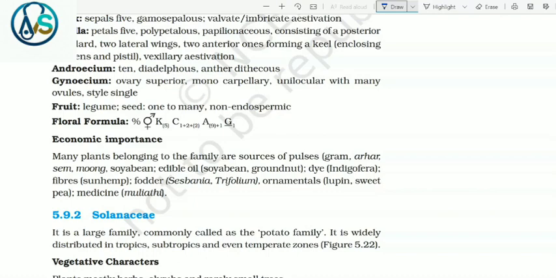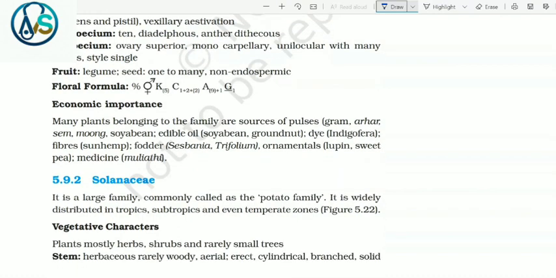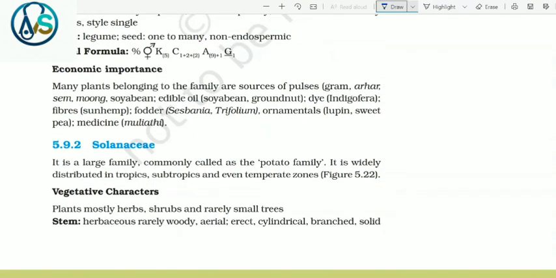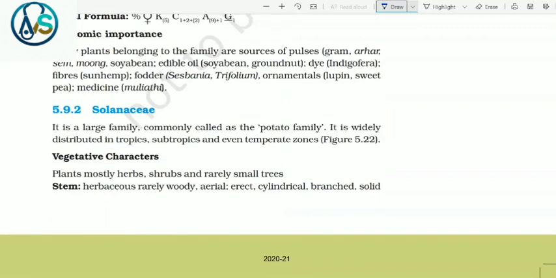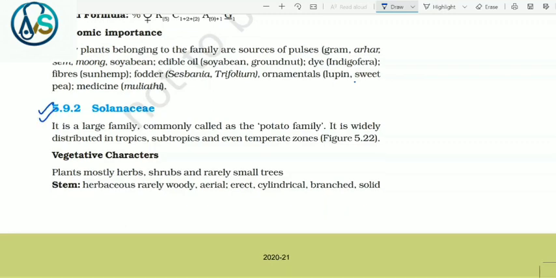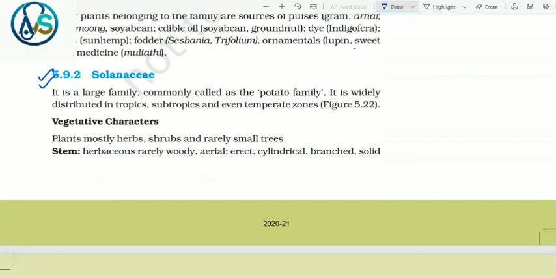Economic importance: many plants belonging to the family are sources of pulses, that is gram, arhar, sem, moong, soyabean; edible oil, soyabean and groundnut; dye, indigofera; fibres, sunhemp; fodder, sesbania, trifolium; ornamentals are lupin, sweet pea; and medicinal is mulethi. 5.9.2 Solanaceae. It is a large family commonly called the potato family.